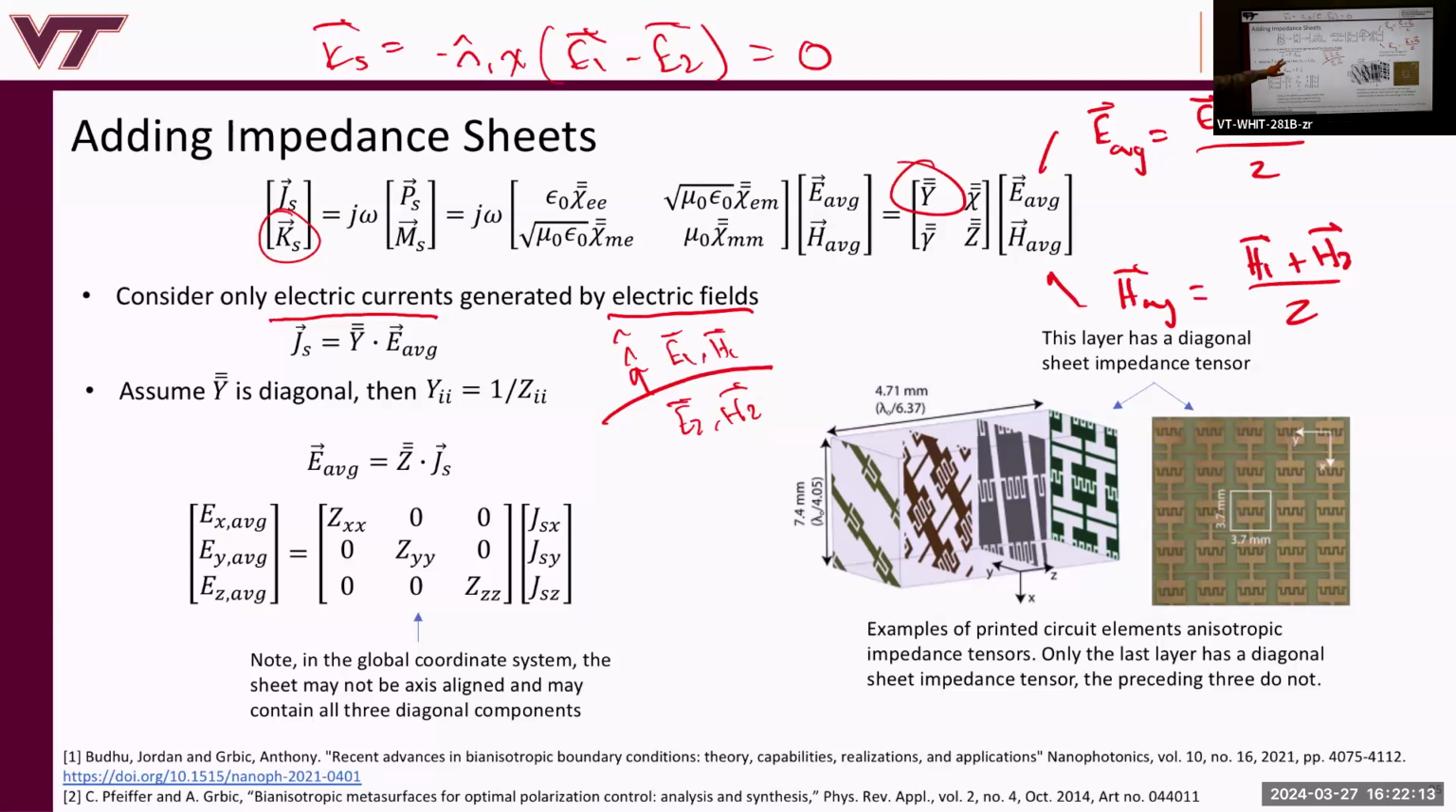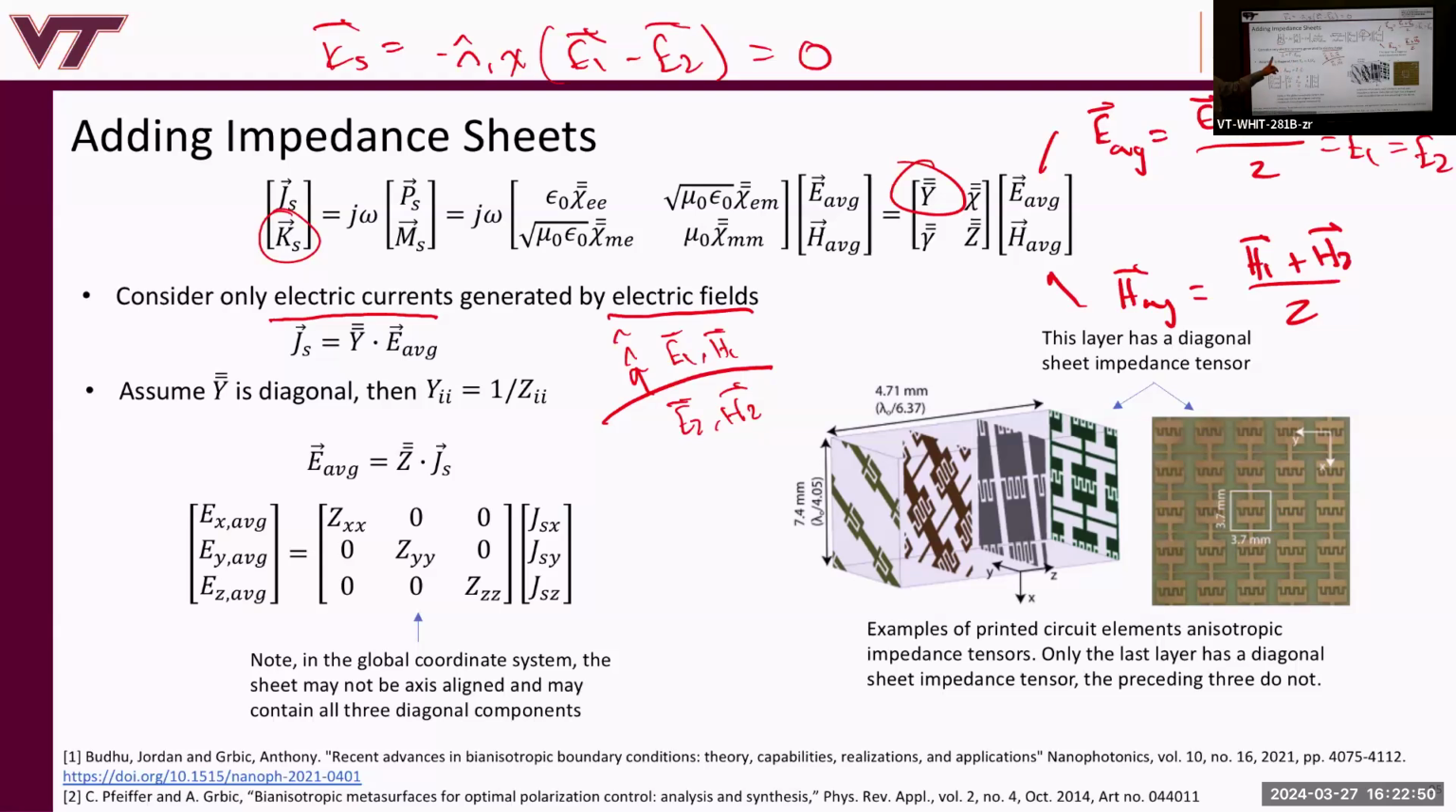Okay, so knowing that, if we go back to E average, what is E average for an impedance sheet that does not support magnetic current density? These are tangential components, yes. If they are the same, then the average is nothing but either of them. So this is equal to E1, or it's equal to E2. That's only in the case of an impedance sheet that does not support magnetic currents.